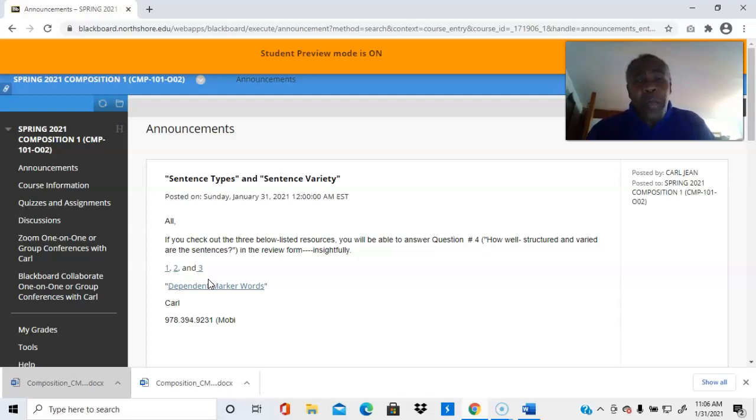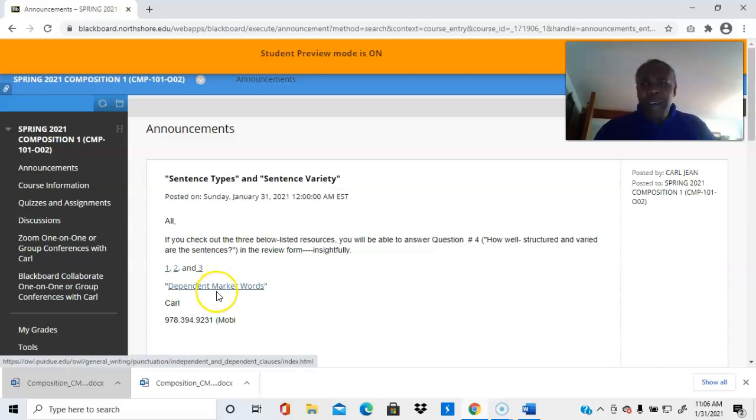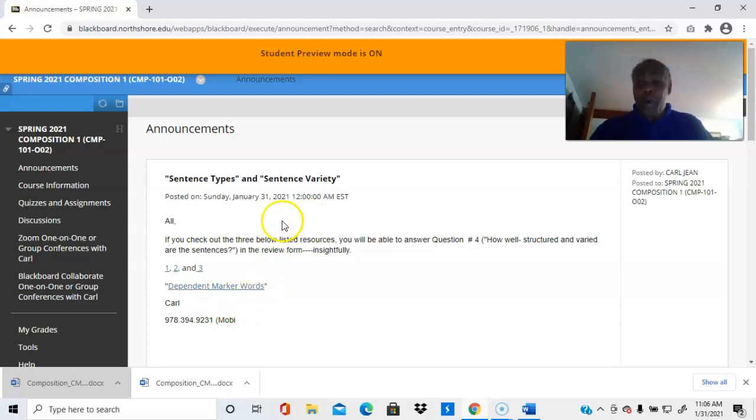Probably you have heard people saying variety is the spice of life. This is true. For essay writing, you cannot write all your sentences the same way all the time. You have to vary them. But in order to vary them, you have to know how. So in order to know how, you have to delve into these 3 resources. So the key is, prior to answering question number 4 in the review form, you need to understand these 3 resources you see here.